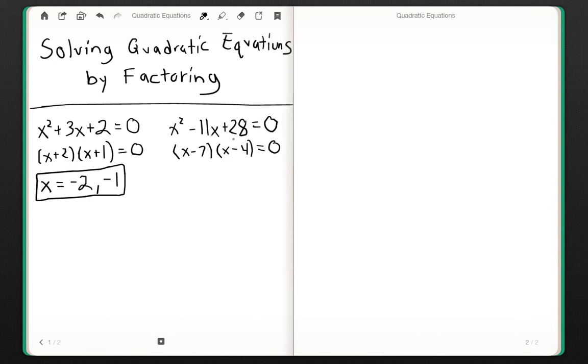And now, to get this whole thing equal to 0, we can make x minus 7 equal to 0, in which case x will be 7. Or we can make x minus 4 equal to 0, in which case x will be 4. So there are the two solutions for x. It could be either one.